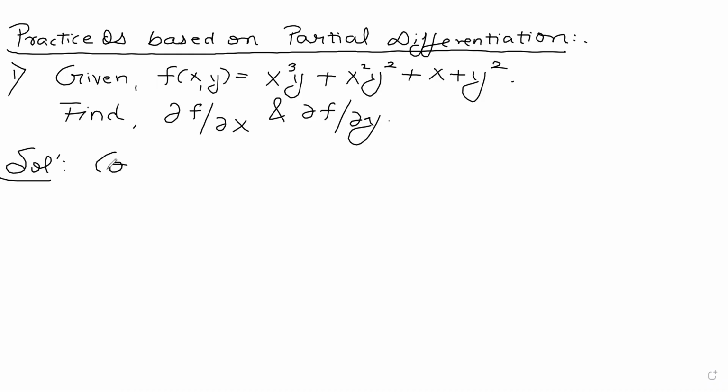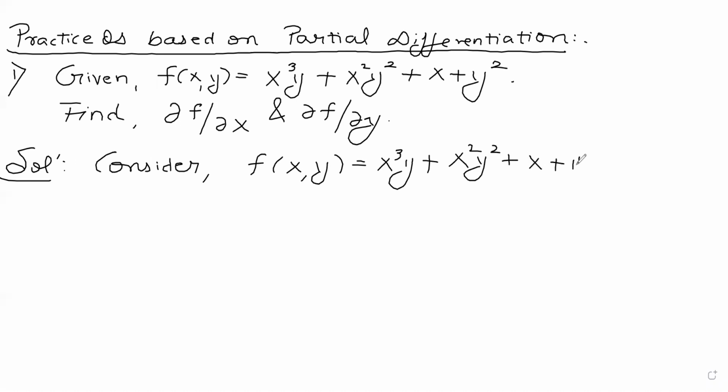Okay, so we are given the function, consider f of xy. Now, how do I find del f by del x? I will be differentiating the function with respect to x, assuming that y is a constant. When you are partially differentiating with respect to x, you assume that y is a constant. So what is the derivative of x cube y with respect to x?